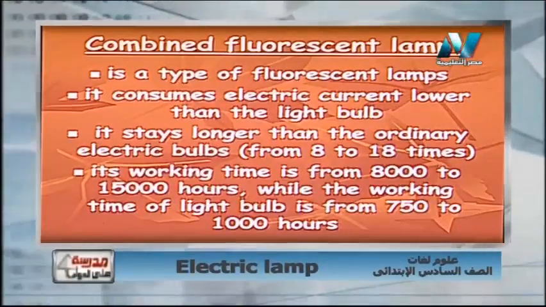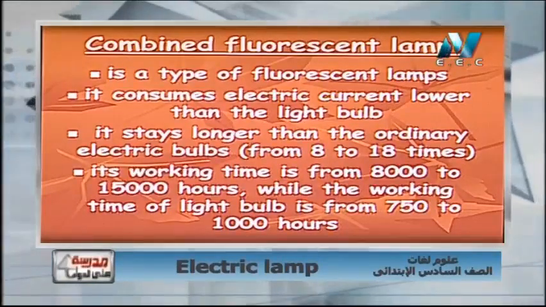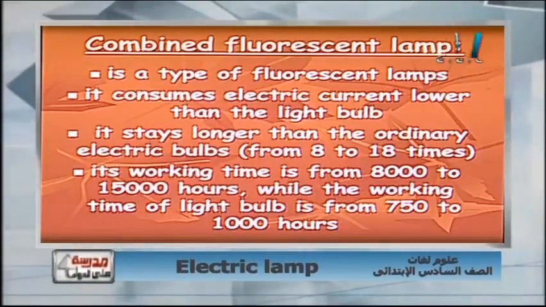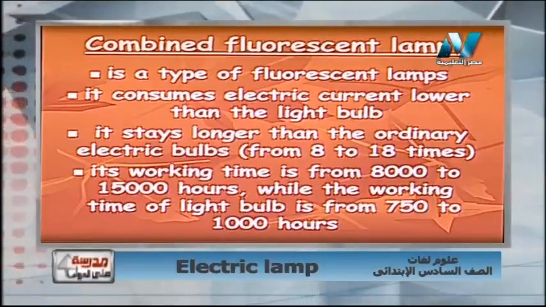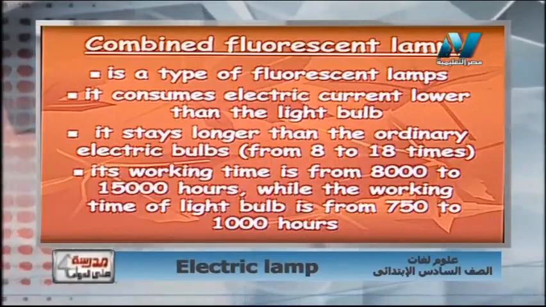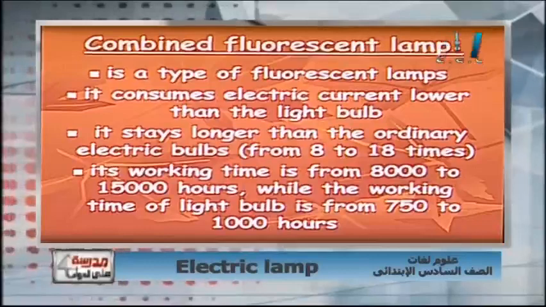Its working time is from 8,000 to 15,000 hours, while the working time of the light bulb is from 750 to 1,000 hours only. You see the numbers are very large; the difference is very big between the combined fluorescent lamp and the ordinary light bulb we studied last week.